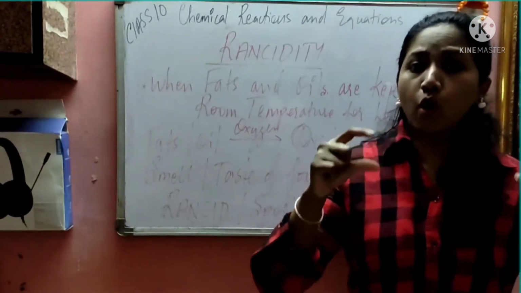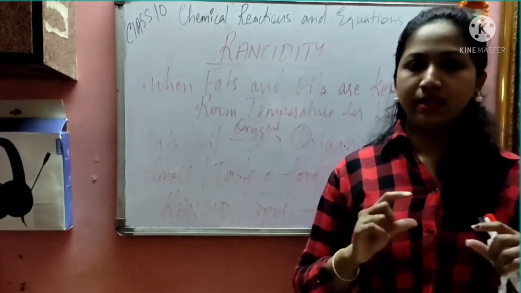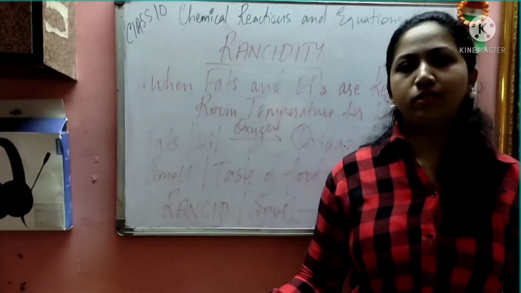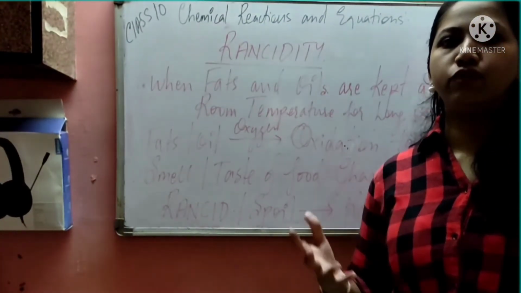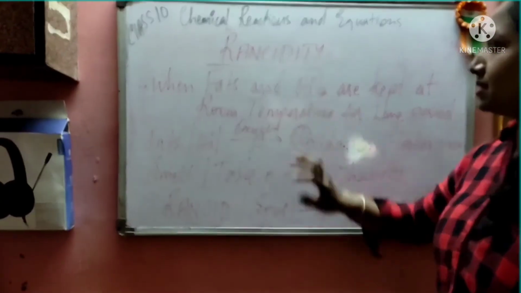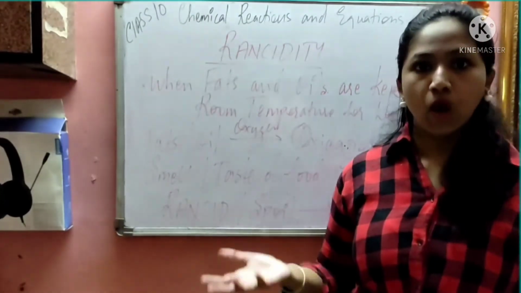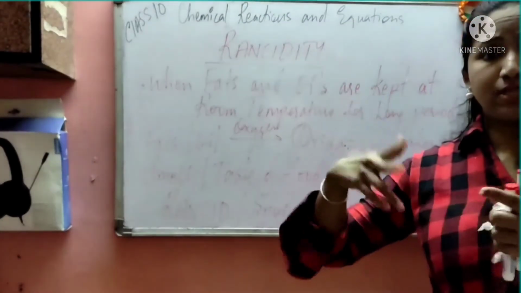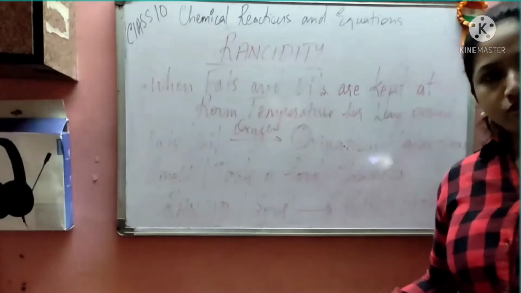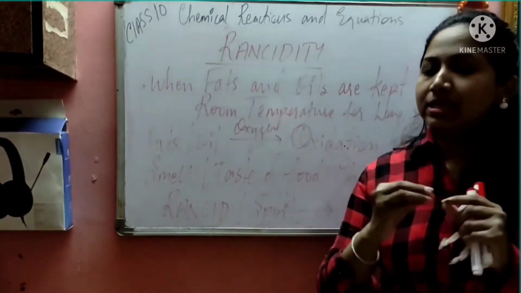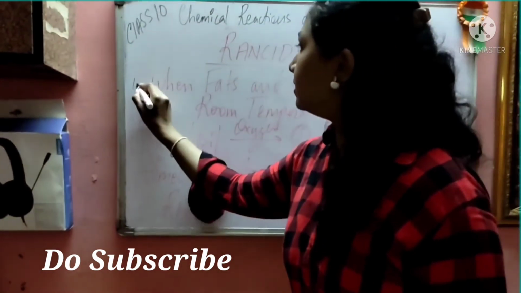This spoilage of food in terms of chemistry is called rancidity. That means food has got spoiled, or you can say the food has got rancid. We'll see it again. What is rancidity? When fats and oily food is kept at room temperature for a longer time, this fats and oil reacts with oxygen and oxidation starts taking place, because of which smell and taste of food changes and the food gets spoiled. This spoilage of food is called what? Rancidity.